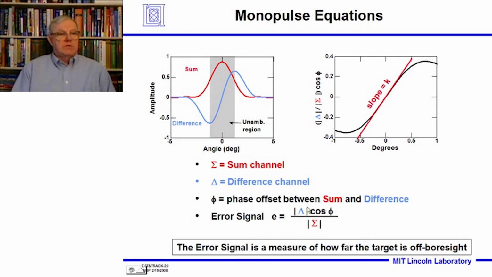What we end up with, to calculate that error signal, is we take the magnitude of the difference signal, and we multiply by the cosine of the phase between the sum and the difference that are coming out those 2 channels, and then we divide it by the sum signal, and what we get within the beam width of the radar is a linear line.